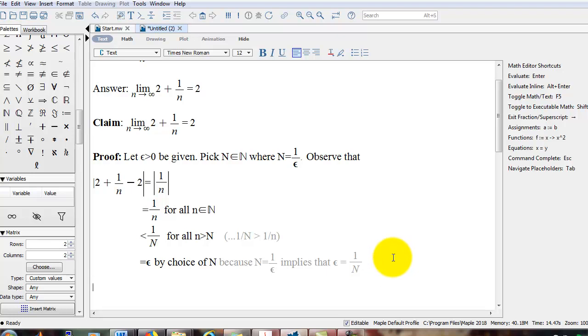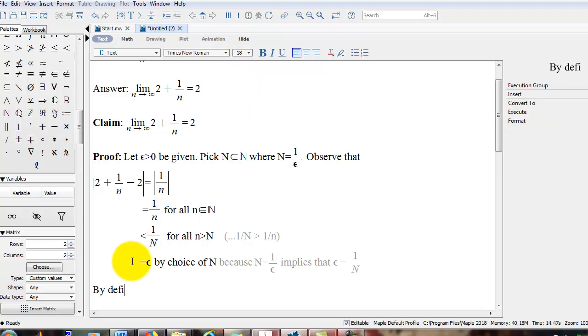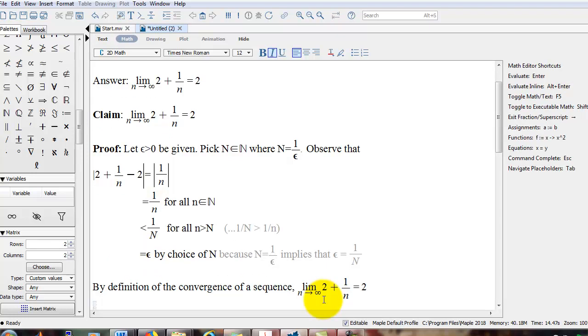All right, so what have we shown? Let's wrap it up. Let's make a conclusion. So by definition of the convergence of a sequence, the limit as n goes to infinity of 2 plus 1 over n equals 2. Okay.